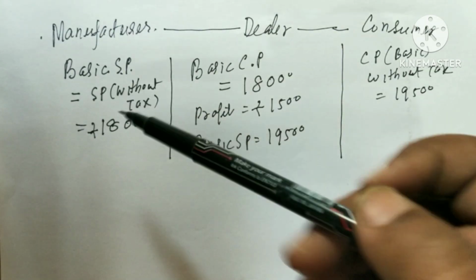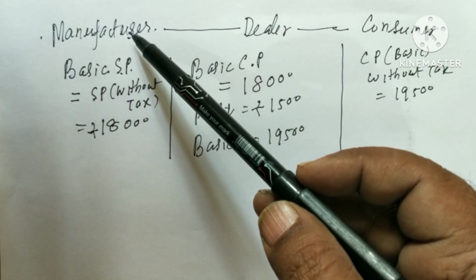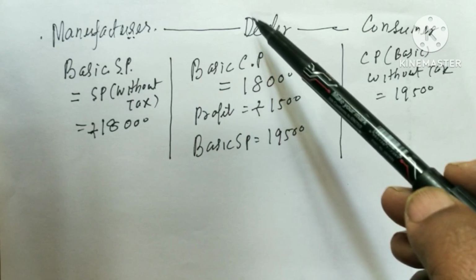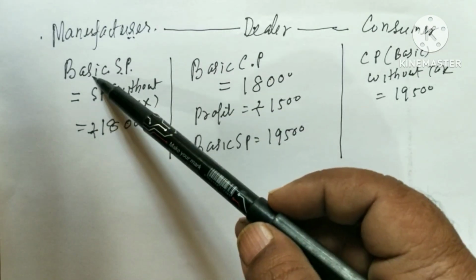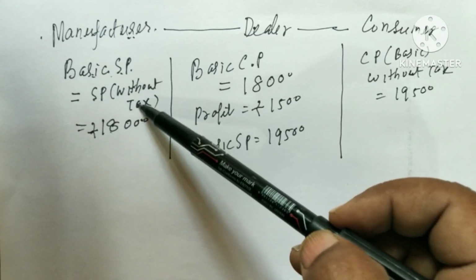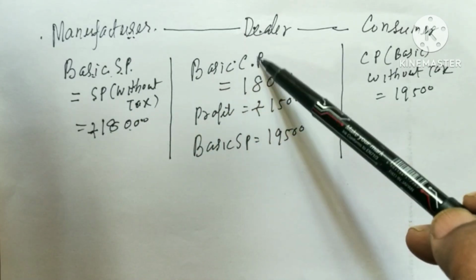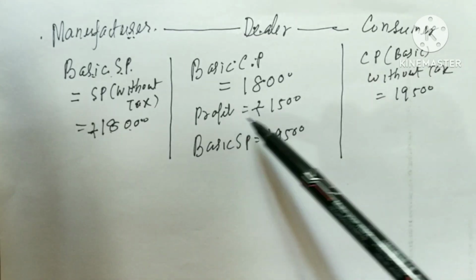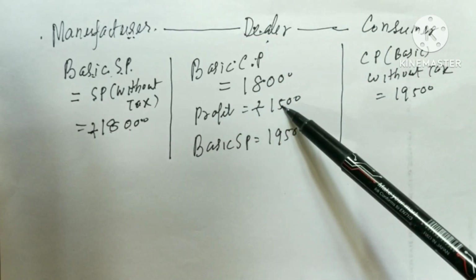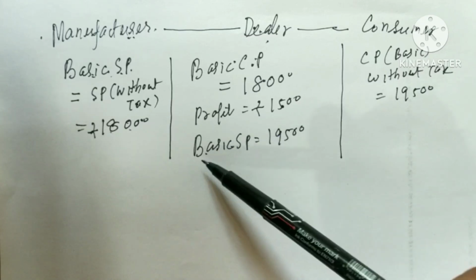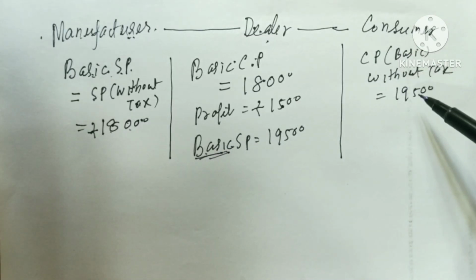So this is the question. A manufacturer sells a TV to the dealer for rupees 18,000. So the basic selling price, basic means without tax. The dealer buys it for 18,000 without tax. He sells it to the consumer at a profit of 1500. So basic always means without tax. The consumer buys it for 19,500.